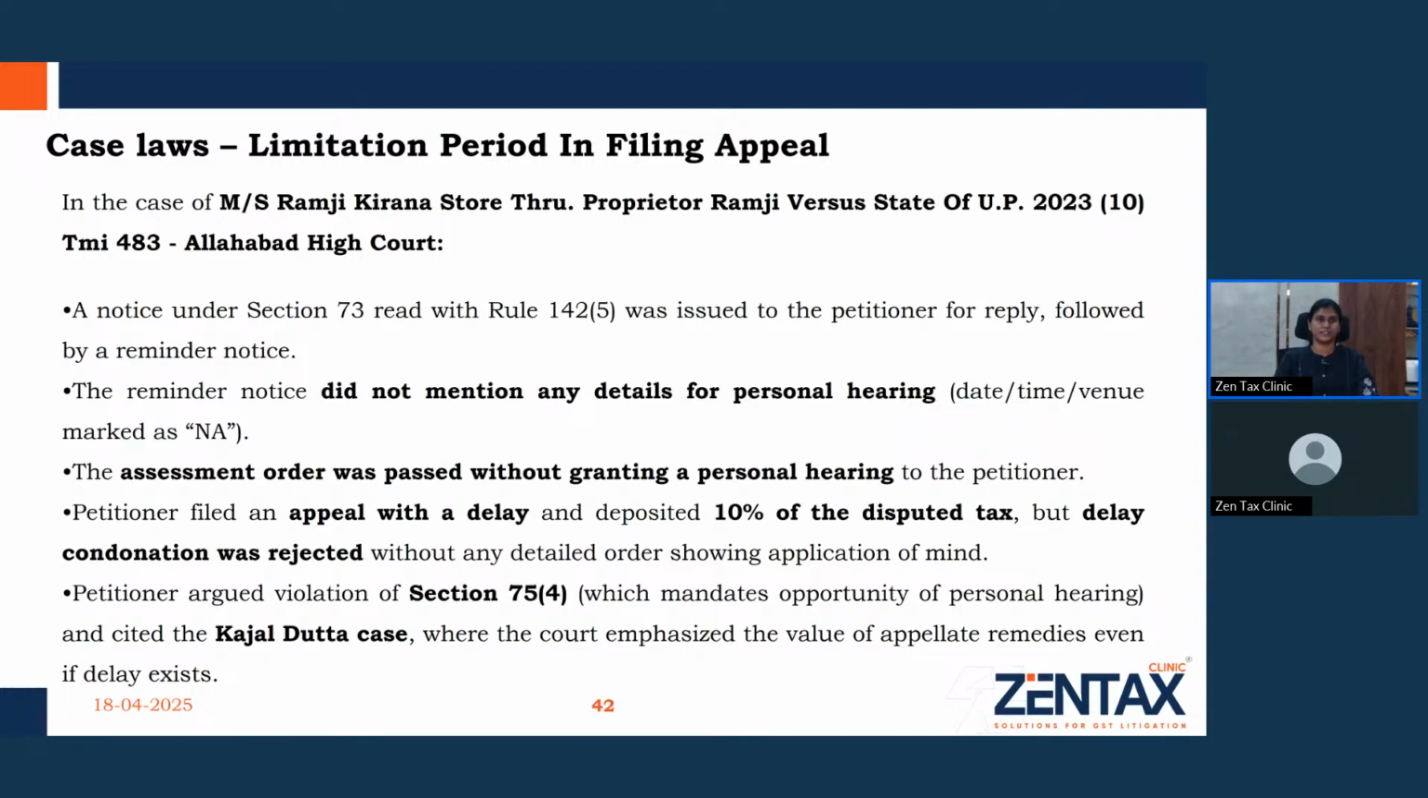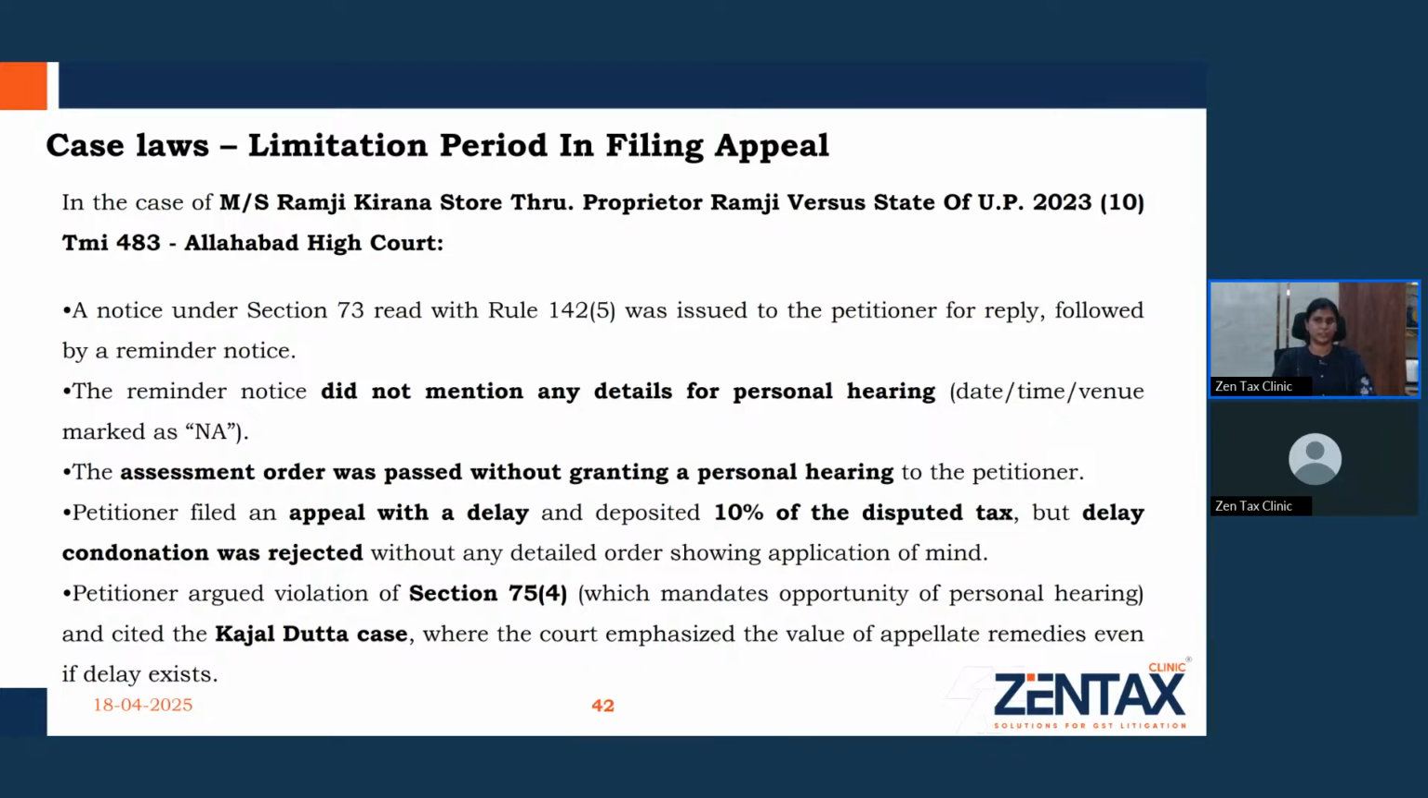The assessment order was passed without giving any proper personal hearing opportunity to the petitioner. Here, the petitioner filed an appeal with a delay, and they have deposited 10% of the disputed tax. However, this appeal was rejected because of the delay in filing the appeal, without any detailed order showing application of mind.